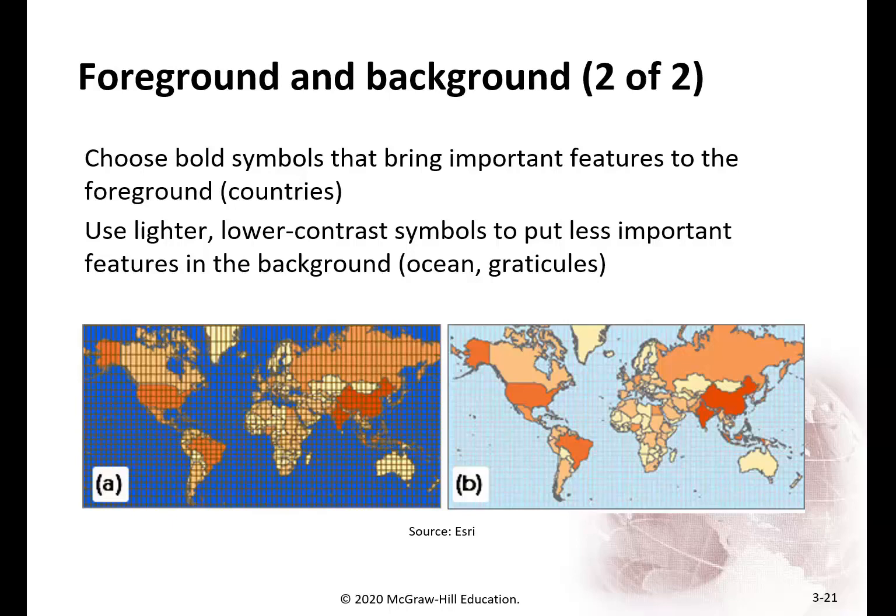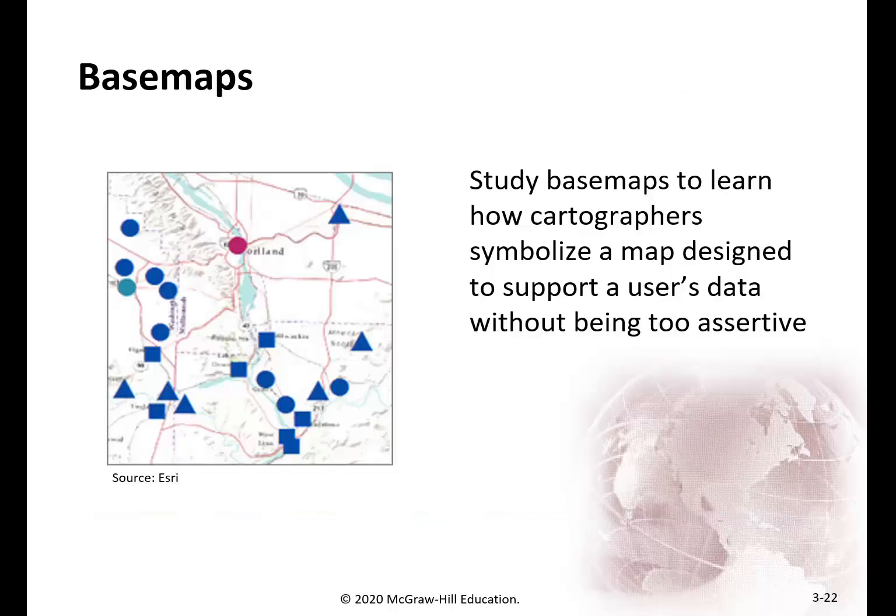So when comparing maps A and B, we can see that map B has established a much better visual hierarchy regarding the important information, or just generally the information that they are attempting to display on their map. And a great way to becoming more familiar with how best to establish visual hierarchies on a map is to study base maps and learn how other cartographers symbolize a map and how that map is designed to support the objective of the cartographer.